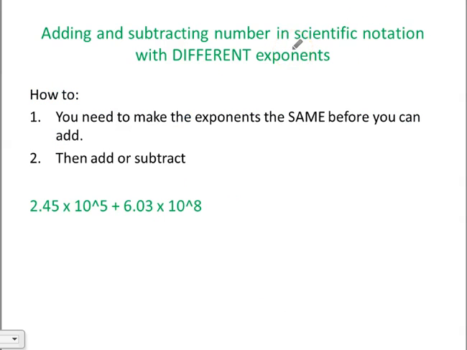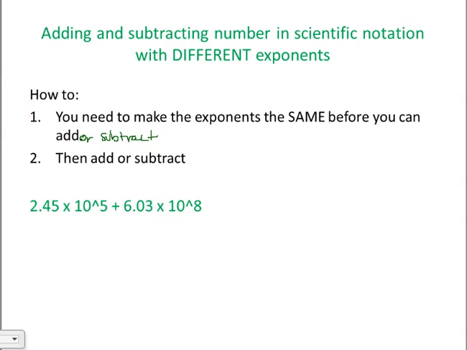What if we have different exponents? If we have different exponents, we're just going to add a step. We need to make the exponents the same before we can add or subtract, depending on what the operation is.